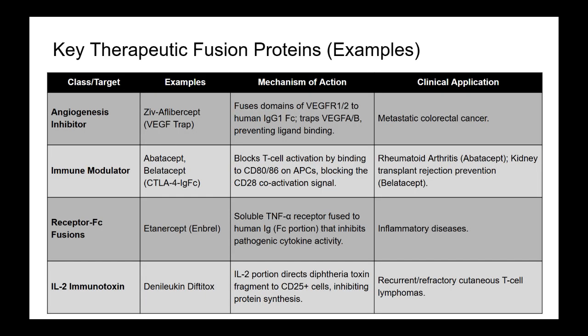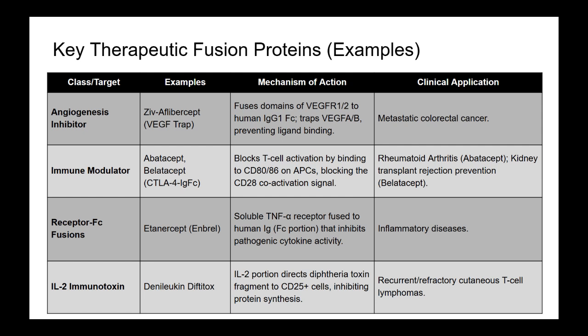Angiogenesis inhibitors, such as ziv-aflibercept, are used in cases of resistant or progressing metastatic colorectal cancer when combined with chemotherapy. These inhibitors work by fusing domains of vascular endothelial growth factor receptors 1 and 2 to the fragment crystallizable region of a human immunoglobulin G1 antibody. This fusion protein traps vascular endothelial growth factors A and B, among others, preventing them from binding to their native receptors and thereby inhibiting the formation of new blood vessels.